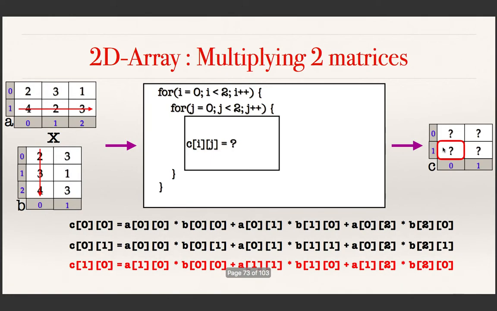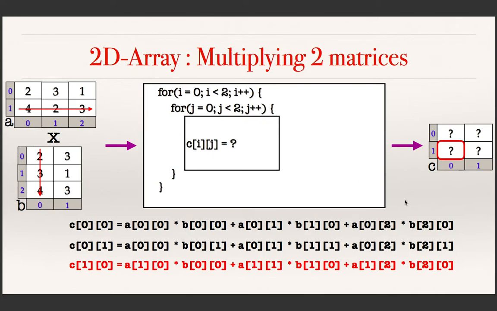Next element, which is by taking this row and this column. So what is the first? A10 into B00, plus A11 into B10, plus A12.